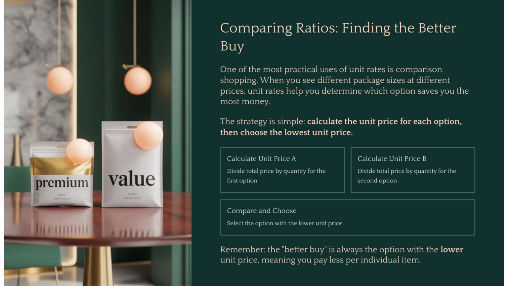This is where comparing two different rates is necessary. The rule is simple. The item with the lower unit price gives you more for your money. To figure this out, you must calculate the unit price, the cost per one item for every option, and then compare those unit rates head to head.